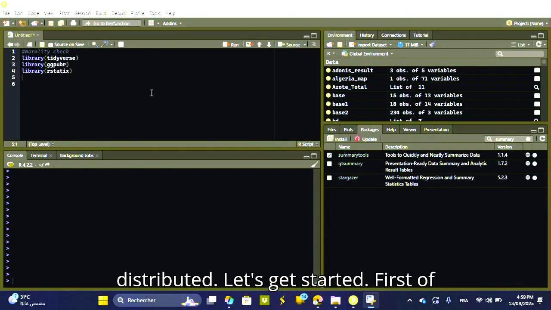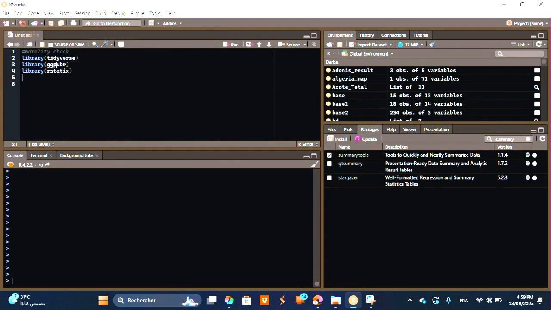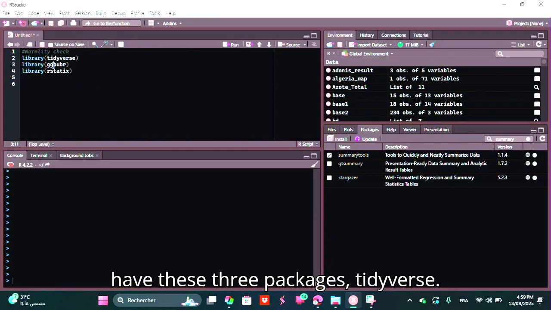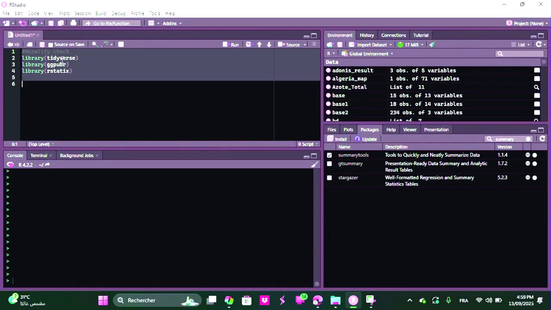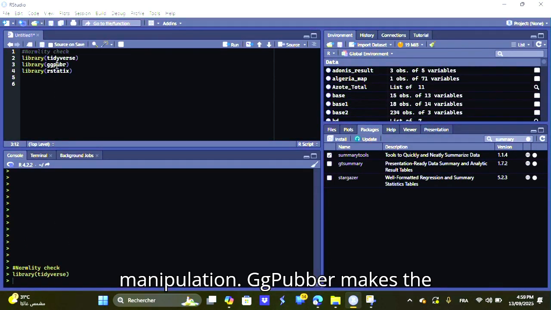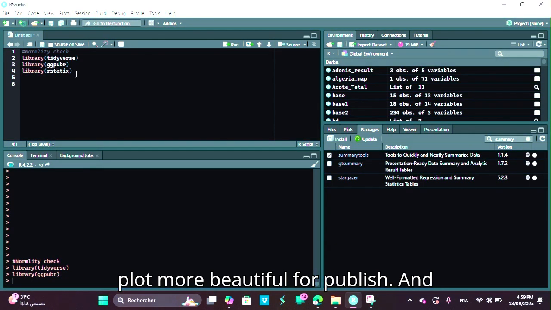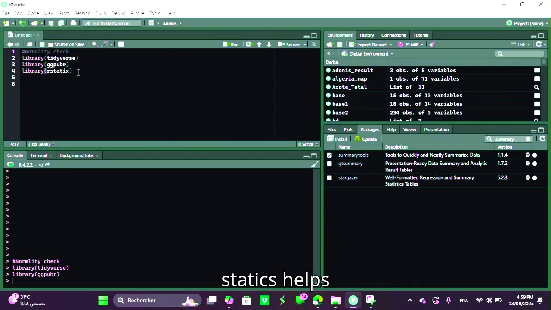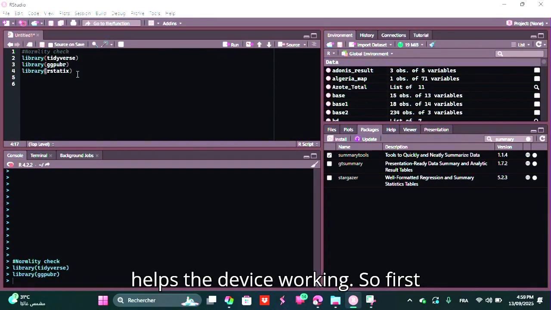Let's get started. First of all, we should have these three packages. Tidyverse is useful for organization and manipulation. ggplot makes the plots more beautiful for publication, and rstatix offers simple functions for calculating statistics and helps Tidyverse work.